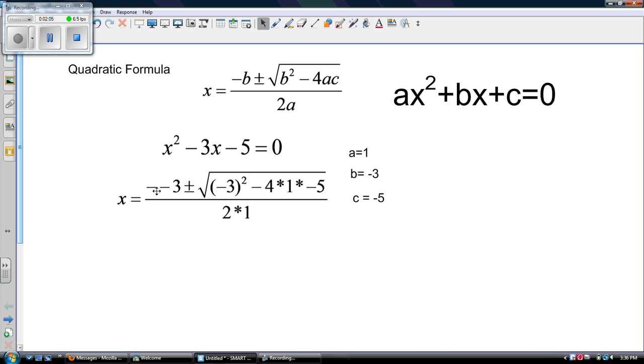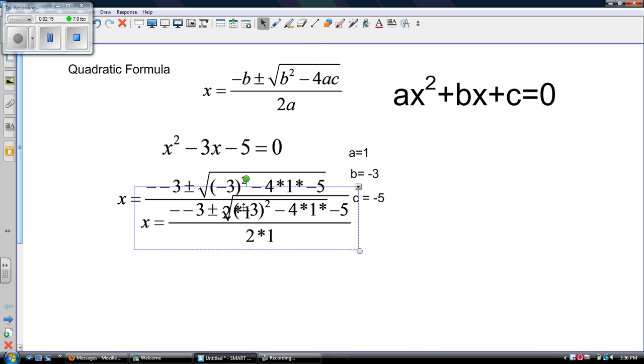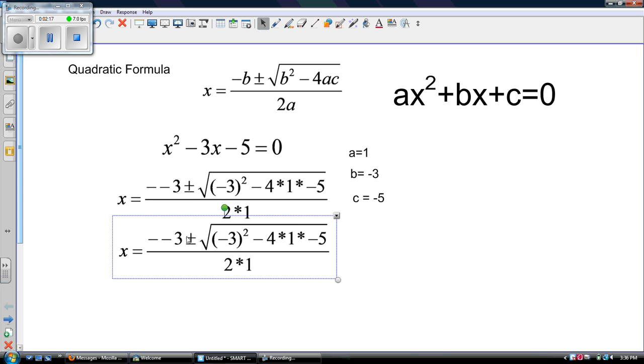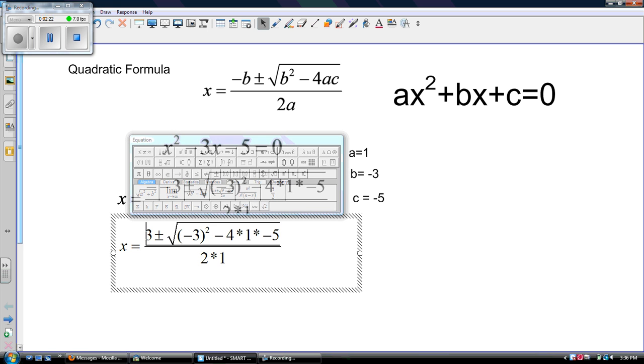So what you want to look at here is first we have minus minus. Anytime you have a minus minus, you actually end up with a positive. And that's where the opposite of b comes in. So then this becomes a positive 3. Negative 3 squared is just positive 9, because anytime you square a number, it becomes positive. And so then here, we want to take 4 times 1 times negative 5. So when we replace this value, we end up with negative 20.